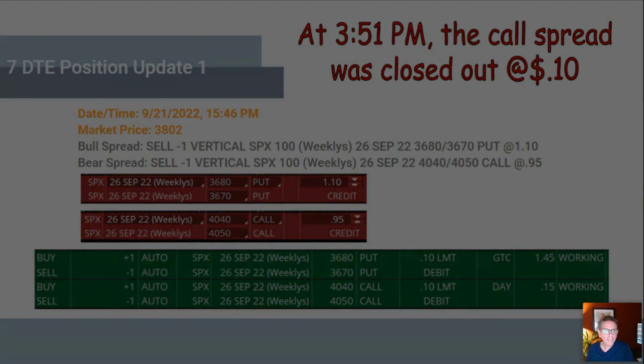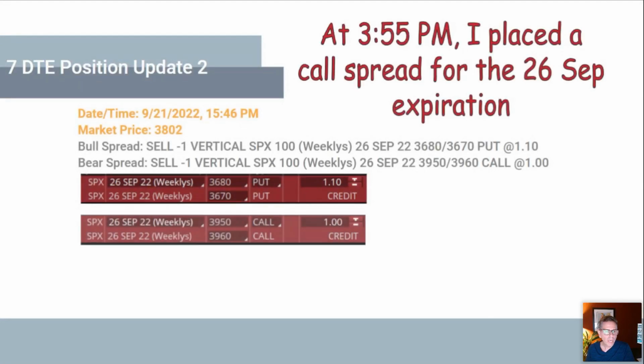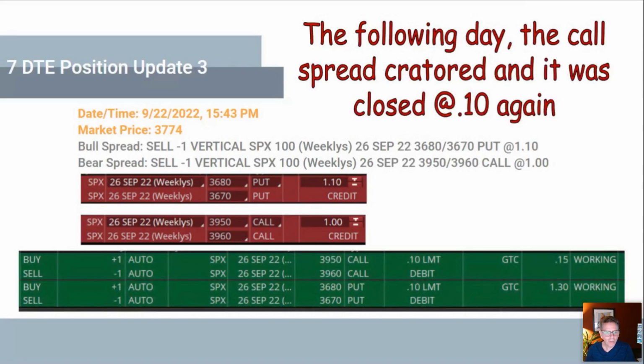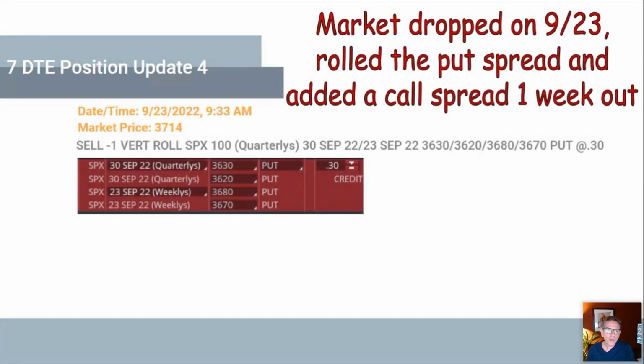After that, we put on another call spread, lower this time, because the market was moving lower, and left the bull spread alone. Update 3: the following day, the call spread craters. It went down again, close to 10 cents, so we closed this position again, and then the market dropped again.